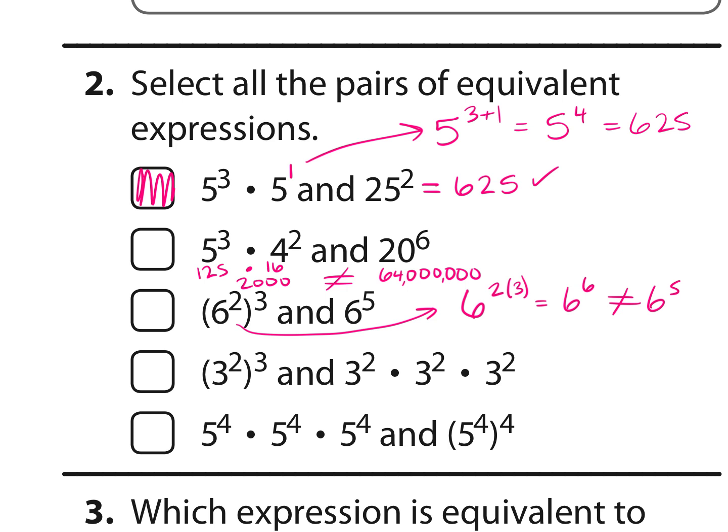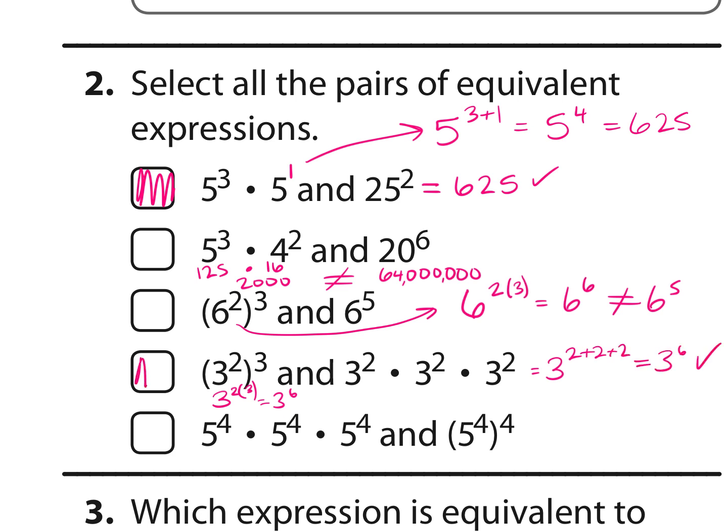Our following expression, 3 to the second power raised to the third power, that is 3 to the second times the third power, which is 3 to the sixth power. And it even breaks it down as 3 to the second times 3 to the second times 3 to the second power, which is 3 groups of 3 to the second power, which is the same as saying 3 to the 2 plus 2 plus 2 power, which is also 3 to the sixth power.